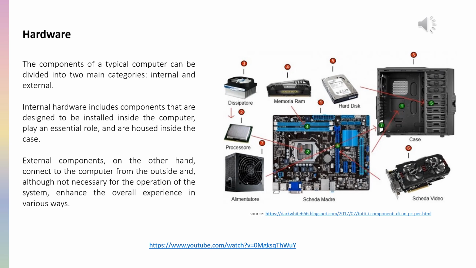The components of a typical computer can be divided into two main categories, internal and external. Internal hardware includes components that are designed to be installed inside the computer, play an essential role, and are housed inside the case. External components, on the other hand, connect to the computer from the outside and, although not necessary for the operation of the system, enhance the overall experience in various ways.